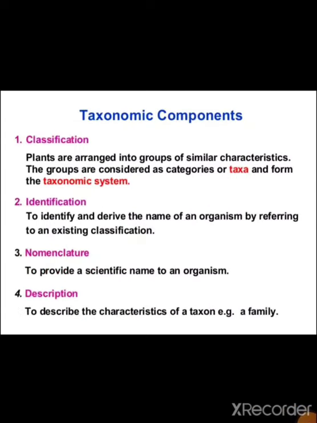Taxonomic components. First one is the classification. You classify plants and arrange them according to similar characters in groups. Then the identification, to identify and derive the name of an organism by referring to an existing classification. Nomenclature, to provide a scientific name to an organism. Description, to describe the characteristics of a taxon and a family.